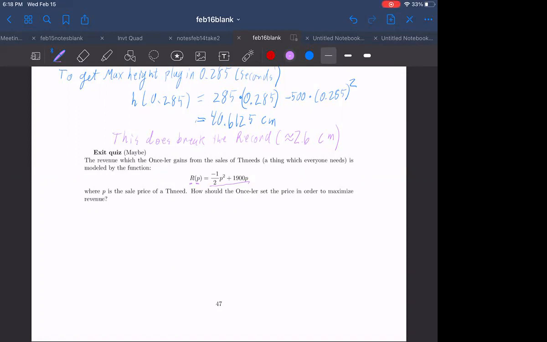Well, this is obviously another maximization problem. It has the word maximize in it. So it looks like we want to maximize, so let's find the vertex. So the vertex is at p, the independent variable, equal to negative b over 2a. That's negative 1900 divided by 2 times negative 1/2. It looks like some stuff simplifies. 2 times 1/2, those cancel. Negative in the numerator, negative in the denominator, those cancel. Is equal to 1900.